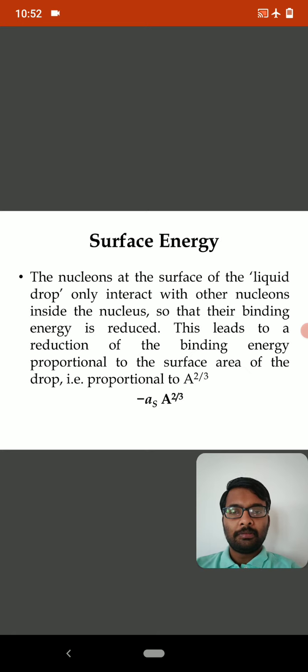Therefore the reduction of the total binding energy due to the surface is proportional to the surface area of the liquid drop, which is proportional to A raised to 2 by 3.